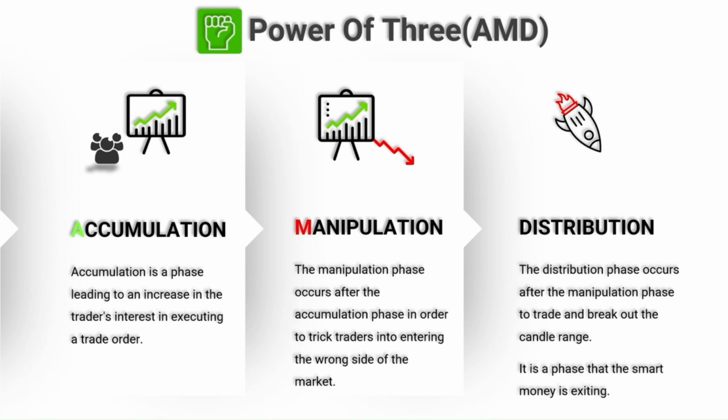Accumulation is a phase leading to an increase in the trader's interest in executing a trade order. The manipulation phase occurs after the accumulation phase in order to trick traders into entering the wrong side of the market. It is important to know validation of the manipulation phase is the second step that confirms the interest of the price to enter the distribution phase. The distribution is a phase that occurs after the manipulation phase and the range expansion. It is a phase that the smart money is exiting.